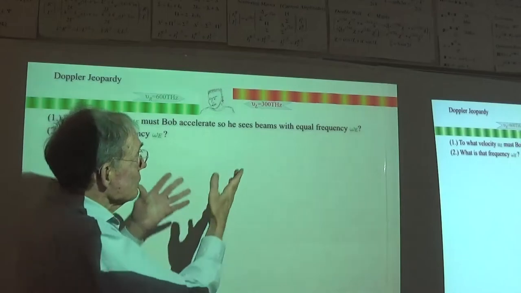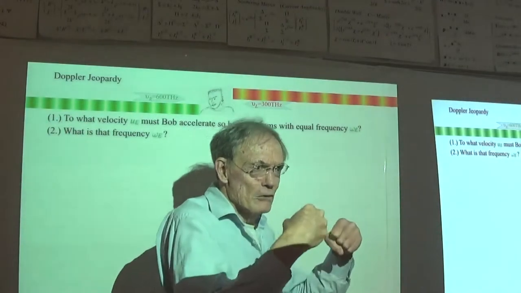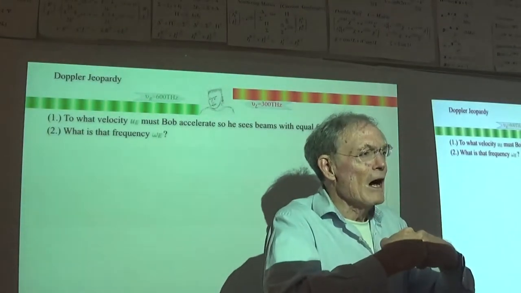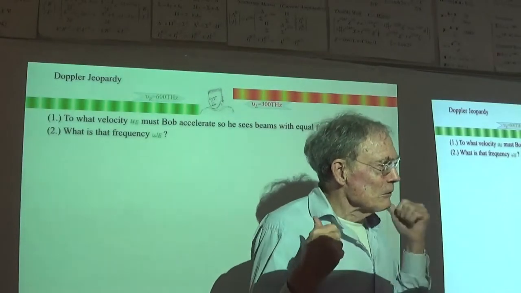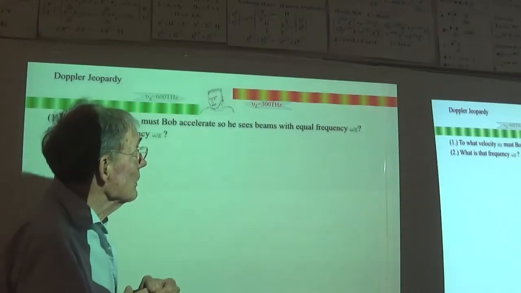So we're reproducing with waves here what we started this course with: particles bouncing off of each other. We're throwing light against each other now and asking for center of momentum. That's really what we're doing. We'll get into that when we do the quantum mechanical stuff on Wednesday.